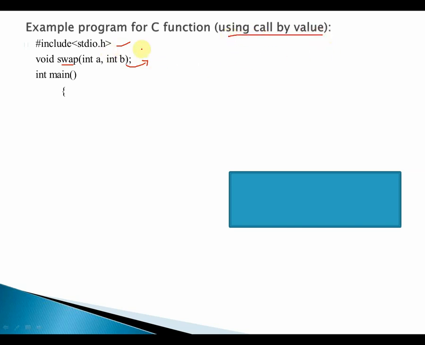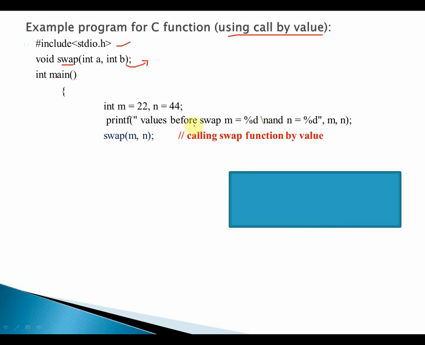So far we have written the function declaration. Now let us go on to the main function. This is how the main function would look, where you have two variables declared, variable m and variable n. Variable m takes a value of 22 and variable n takes a value of 44. Now a printf statement prints the values of these two variables, saying values before swapping. So these are the values. Now this is my function call.